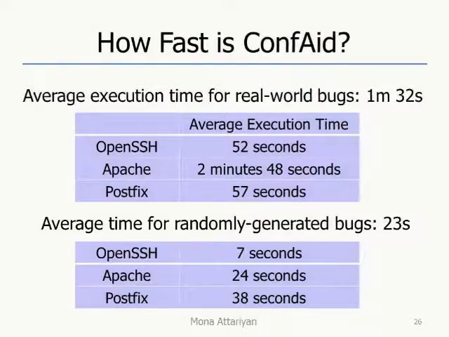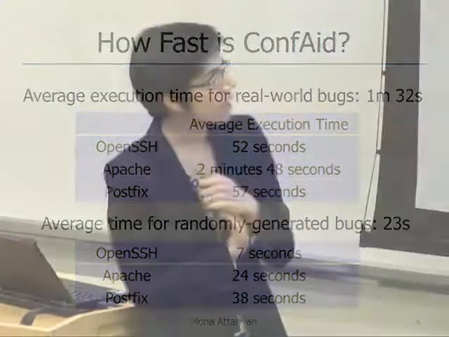So quickly, I'm going to show you some performance results. For the real-world bugs, the average time is 1 minute and 32 seconds for the troubleshooting to finish. Again, I want to emphasize that this runs on the replay execution and not online. And for the randomly generated ones, it took 23 seconds.